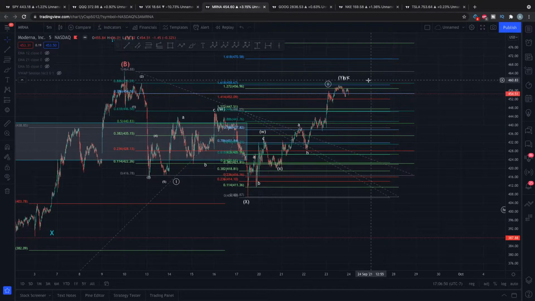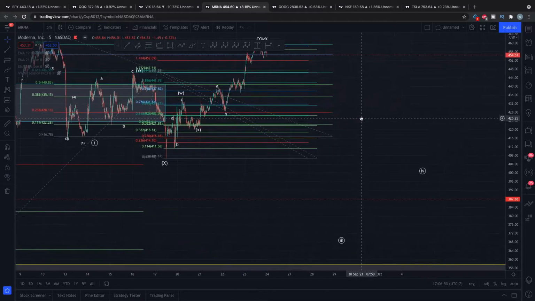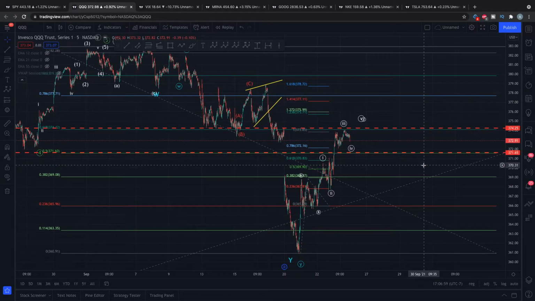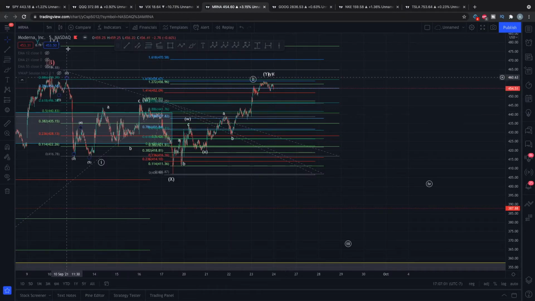But I anticipate that this next leg downwards, the wave 3 of the C wave, should correspond with the downside expected in the markets, because mRNA, as you know, is part of NASDAQ. So if we see NASDAQ go down, we should see Moderna also go down with it. So I am anticipating a pretty hefty downside move for the wave 3 of C.